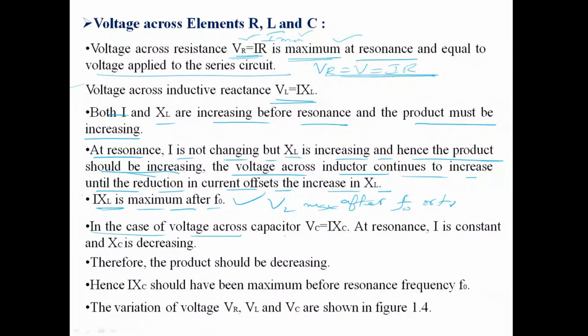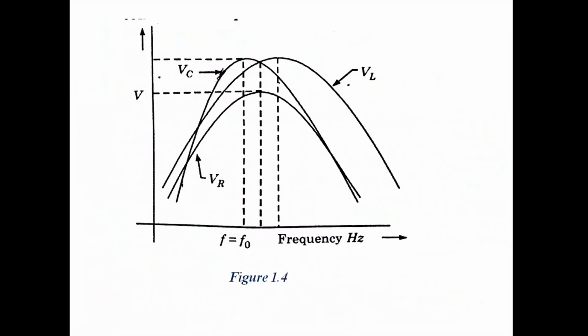Therefore, in case of the voltage across the capacitor, V_C is equal to I into XC. At resonance, I is constant and XC is decreasing. So since XC decreases, the product should be decreasing. And the product is already decreasing at resonant frequency, hence I XC should have its maximum before resonant frequency. Therefore, the variation of V_R, V_L, and V_C are shown in the figure like this.